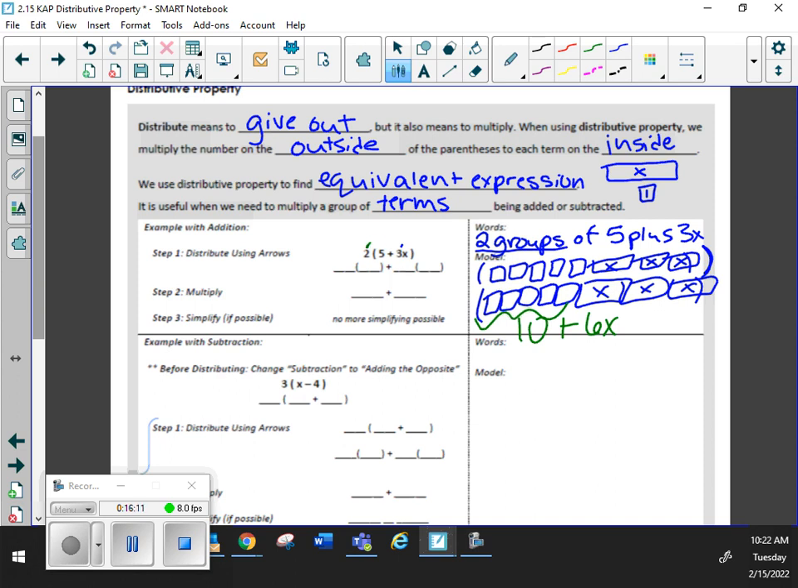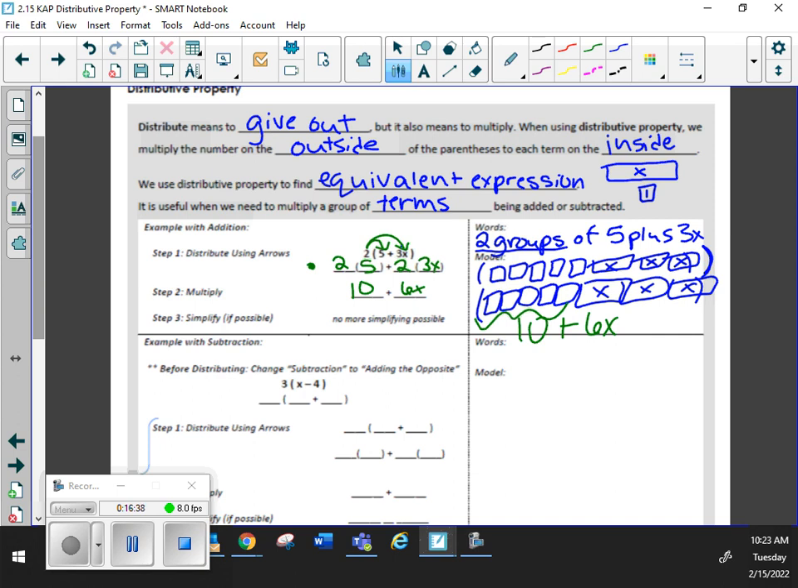Okay? So we're going to focus more on the math. Again, when I distribute, it means to do an operation, multiply. So this middle step, I'll just do a few times, but I don't expect y'all to do it every time. I'm going to do 2 times 5 plus 2 times that 3x. Okay, let's actually go ahead and solve those. 2 times 5 gives me 10, and then 2 times 3x gives me 6x.